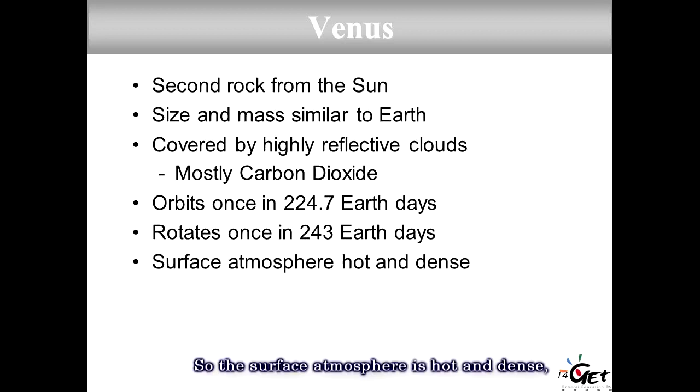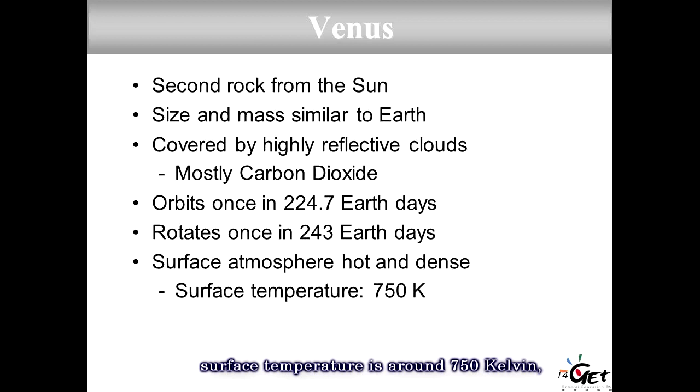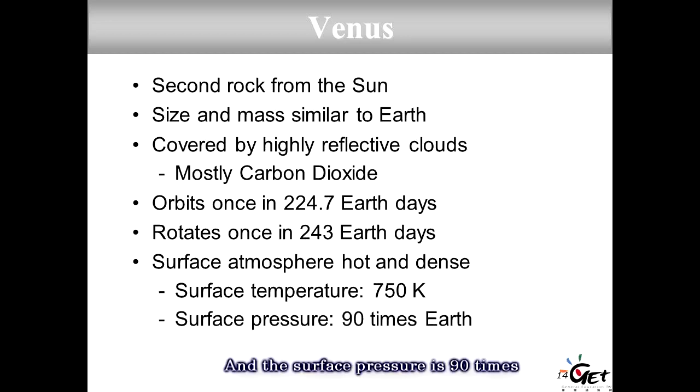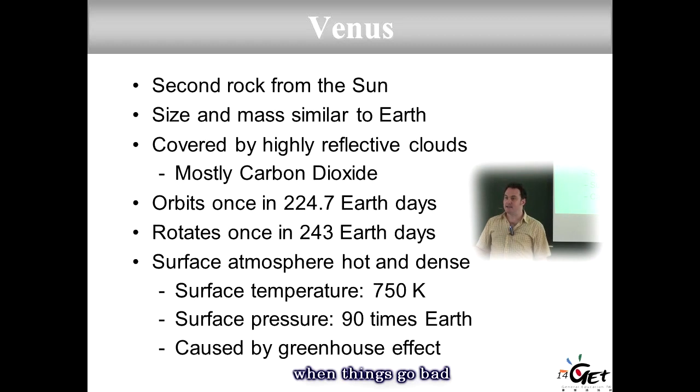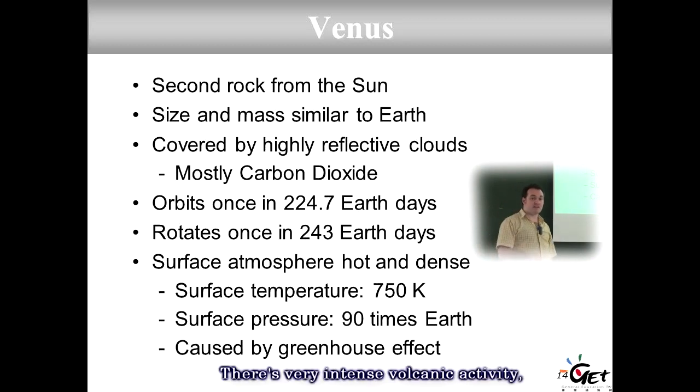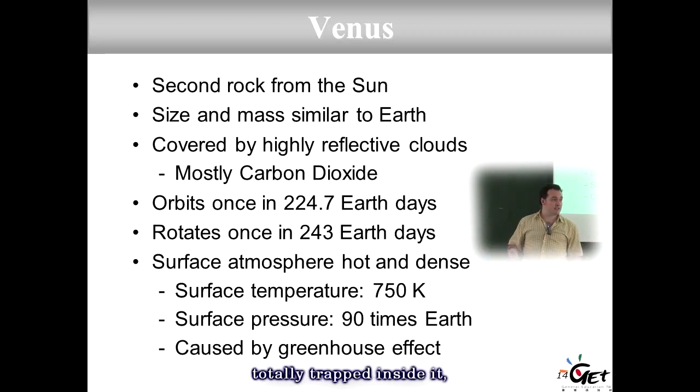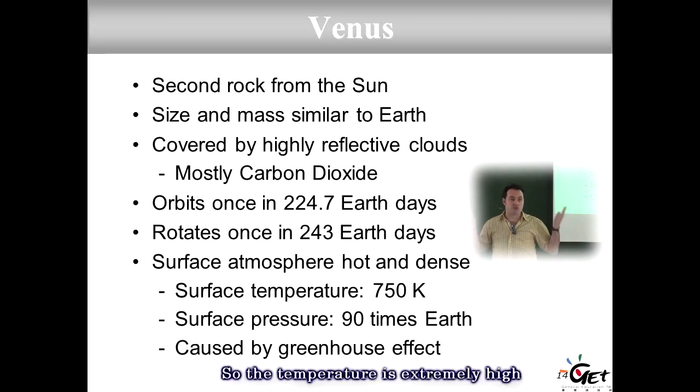So the surface atmosphere is hot and dense. Surface temperature is around 750 Kelvin. That's something close to 800 Celsius, sorry. And the surface pressure is 90 times the surface pressure on Earth. And the reason why it's so hostile is probably due to a very important greenhouse effect. We mentioned greenhouse effect last week, and Venus is a good example of when things go bad in terms of greenhouse effect. There's very intense volcanic activity, so lots of CO2 in the atmosphere, so the infrared radiation is totally trapped inside it, and it just runs away. So the temperature is extremely high, and it's almost impossible to land over there.